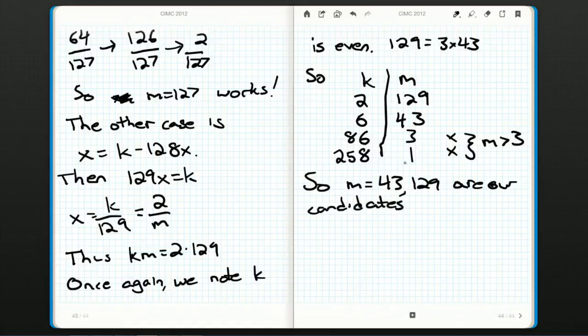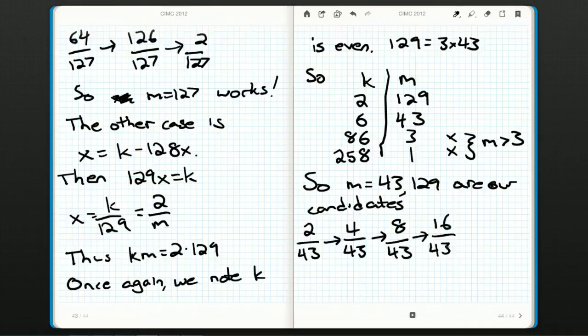All right. So we just need to start trying them. Let's start with 43. 2 over 43, that's going to go over to 4 over 43. And that's going to go over to 8 over 43. We're still less than half. We're looking for something over 21 would do. 16 over 43, well, that's still less than a half, so 32 over 43.